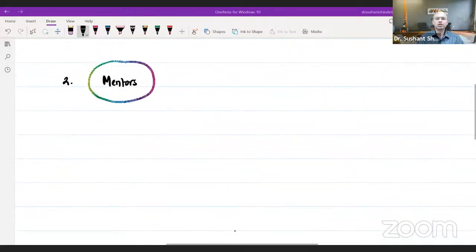So the answer is very simple. Not easy to do, but it's very straightforward if you think of it. You need to find mentors. You need to be finding people who will give you those opportunities to do research. Why would they give you those opportunities? Here are a few things which I think mentors can help you with.